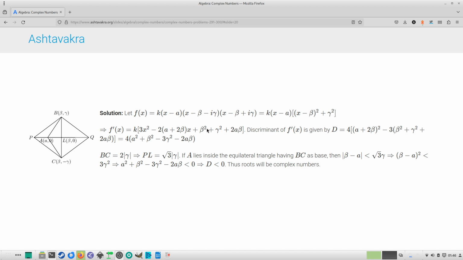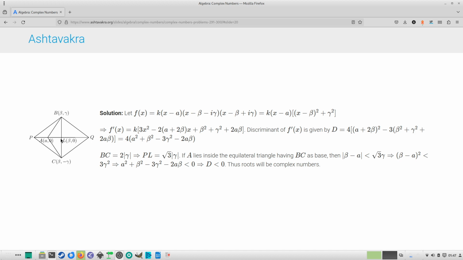Now discriminant of this would be given by 4 into a plus 2 beta whole square minus 3 into beta square plus gamma square plus 2a beta. Now this is equal to 4 into a square plus beta square minus 3 gamma square minus 2a beta. Now if you look at this diagram, BC is equal to 2 gamma and PL would be square root of 3 gamma. If BC is 2 gamma, then PL is root 3 gamma.